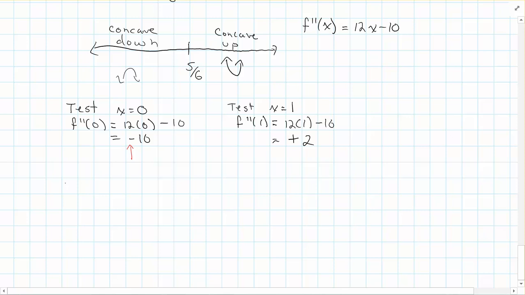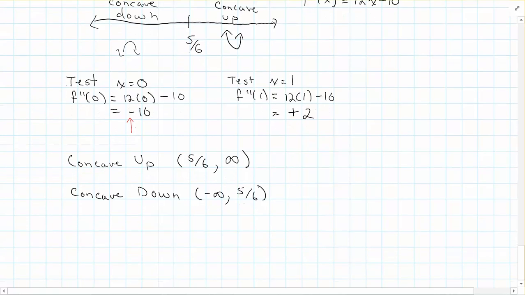So my intervals of concavity here. Now, this is one thing you want to make sure to do, is answer the question. If you just have the sign diagram with no intervals, you're going to lose some points because it's asking for the intervals. So I'm concave up from 5/6 to infinity. And then I'm concave down from negative infinity to 5/6.